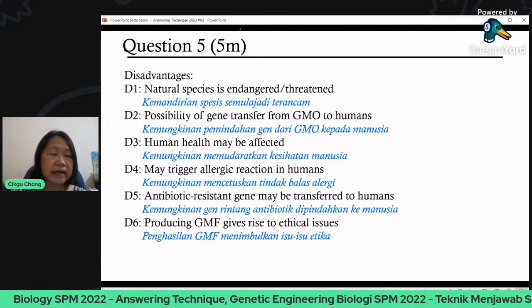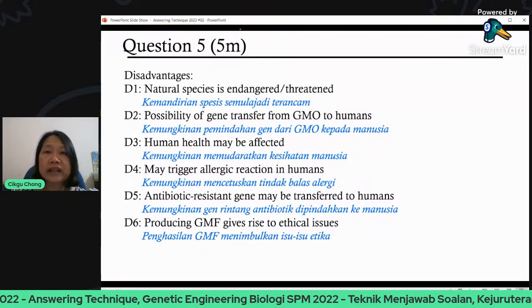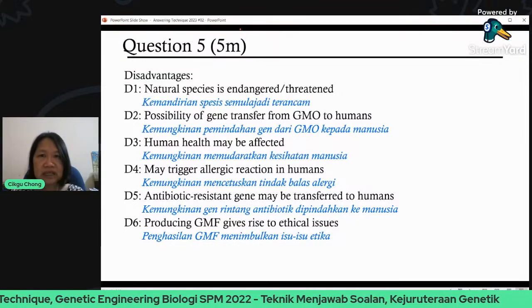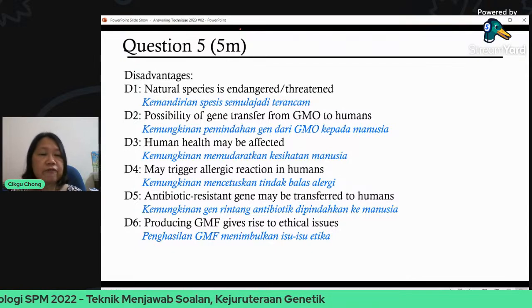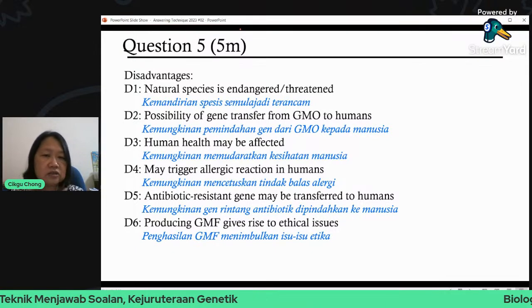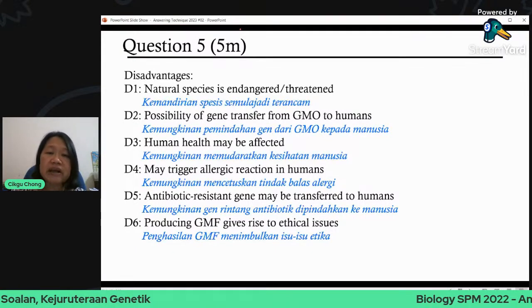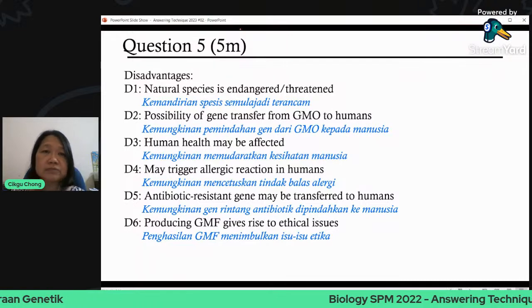You know, some people say you play like you're God. You want to determine things like this, like this. So a lot of people are against this. They do not like to eat food that is genetically modified. Sometimes it talks about ethical issues, moral issues and so on.